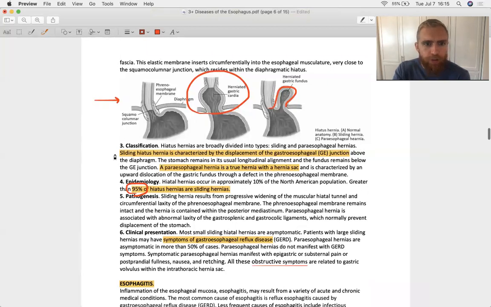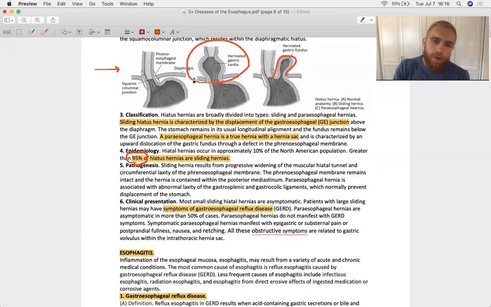So sliding hiatal hernia, that's this one in the middle here, the sliding hernia. It makes sense. The stomach is just sliding upwards. It is characterized by displacement of the gastroesophageal junction. And the gastroesophageal junction is really a histologic landmark rather than a gross landmark. You can kind of tell what it is grossly, but really you're looking at the cell types under a microscope.